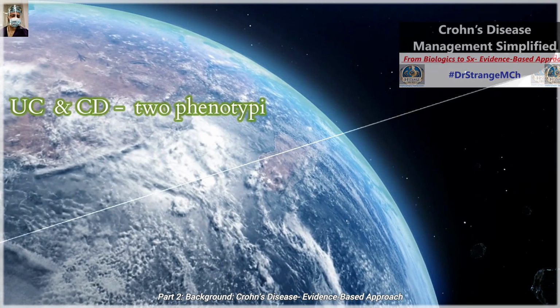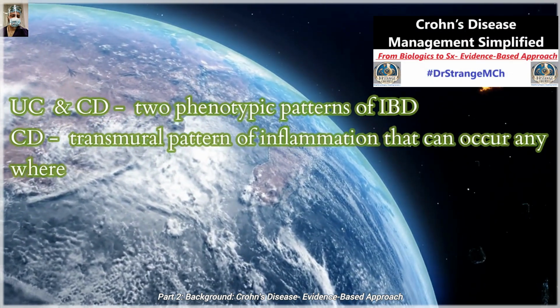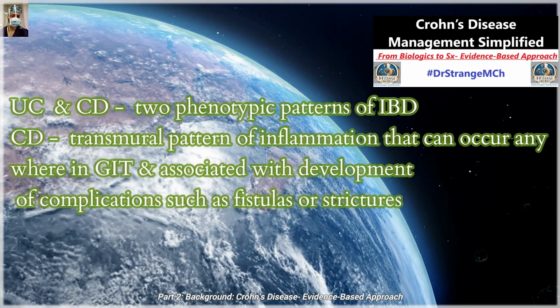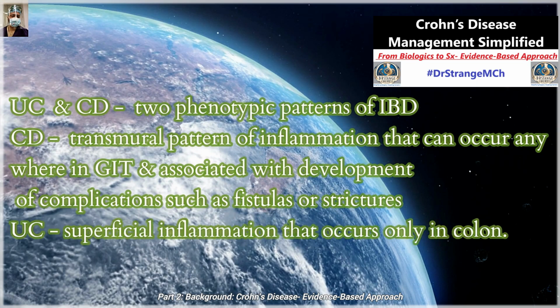So coming to the topic of this video tutorial, ulcerative colitis and Crohn disease are two phenotype patterns of inflammatory bowel disease. In Crohn disease, the inflammation is transmural. That means it involves the whole bowel wall and it occurs in any part of the GIT from mouth to anus, and it is associated with development of complications such as fistula or stricture. While ulcerative colitis, which we have talked about in detail in the previous video tutorial, the link for which I have shared in the description, is a superficial inflammation that occurs only in the colon.